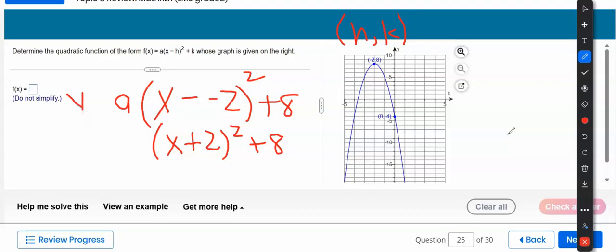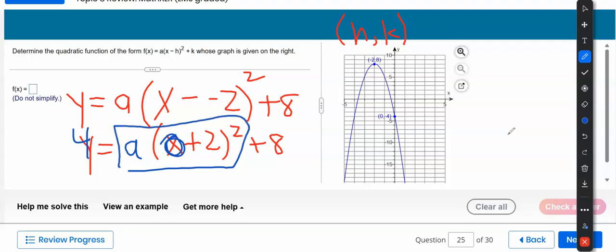Now we need to figure out what the a value is. Do you have any other points on the graph that you could plug in? 0, 4. Okay. So what you just told me to do is plug in a 0 for x and a 4 for y. How many a's are in this blue box? How many a's?